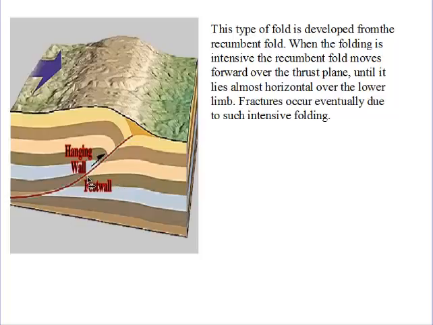Fractures occur eventually due to intensive folding. So here, one fold is caused to move away from the other. That is, the anticline breaks away from the syncline. And that is called the overthrust folds.